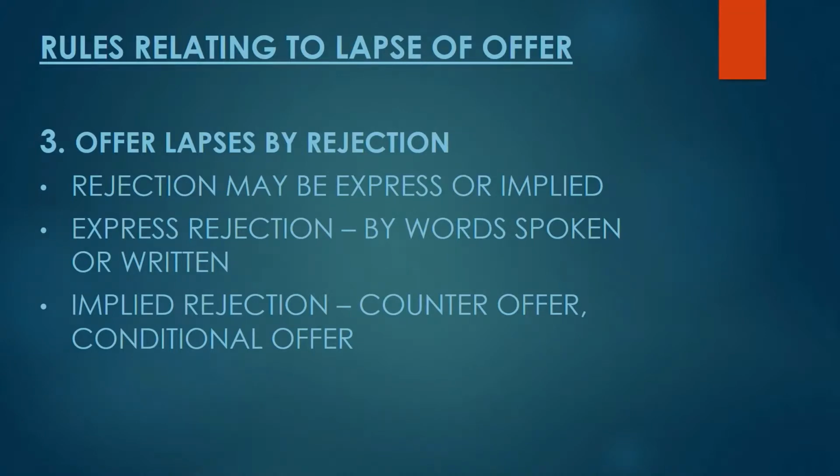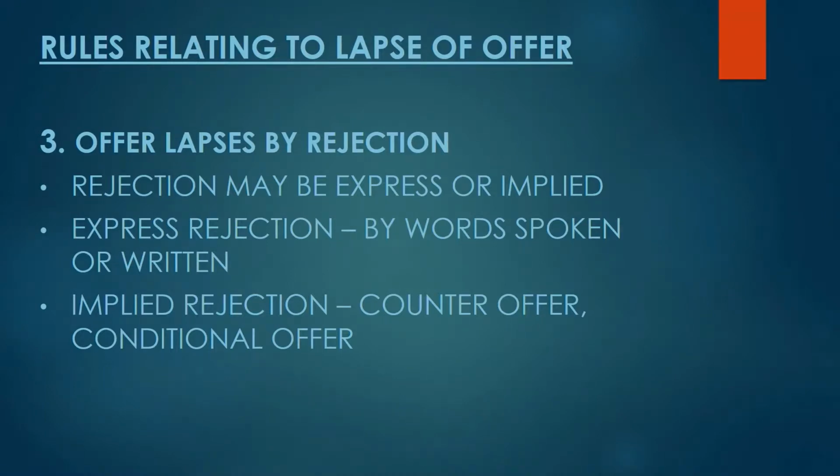You make an offer to a person and that person rejects your offer, then your offer lapses. Now, rejection of the offer can be express or implied. Express rejection means when the offer is rejected by spoken words or written words. It can also be implied rejection, that is, rejection of an offer by the conduct of the parties. Can you think of some examples of implied rejection? Just think over it.